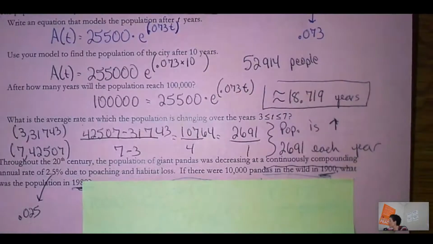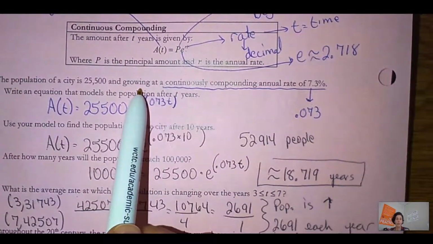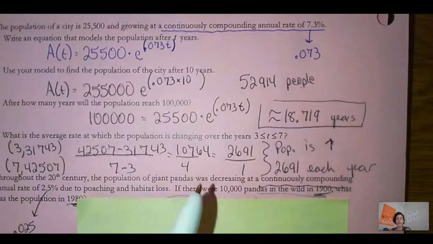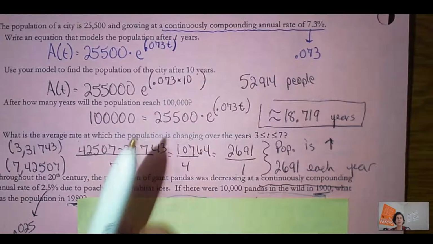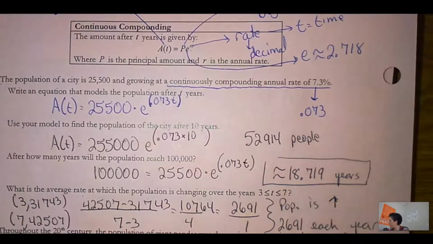So the difference between this problem and the first problem that we did is here our population was growing. In our next example, you're going to see that it's going to be decreasing. And to show decreasing, we're going to have to do a little modification with this formula. Not much, but pretty simple.